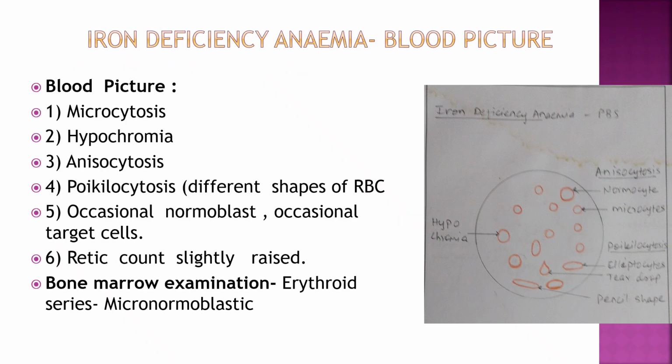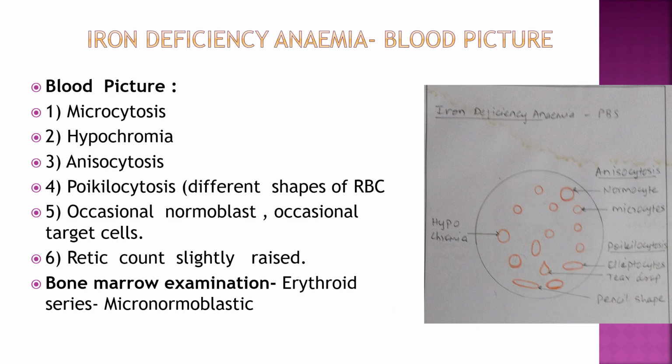Peripheral blood smear examination can be done for iron deficiency anemia. In that we can see blood picture like microcytosis, RBC size decreased, hypochromia, that is pallor of the RBC increased, anisocytosis, that is different size of RBC, few RBCs are smaller in size, middle size, bigger in size. Then poikilocytosis, different shapes of RBCs you can see in this diagram.